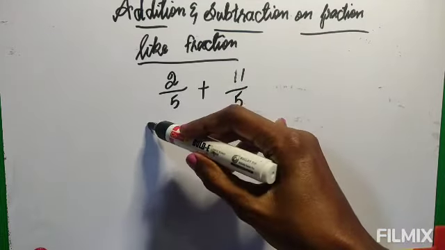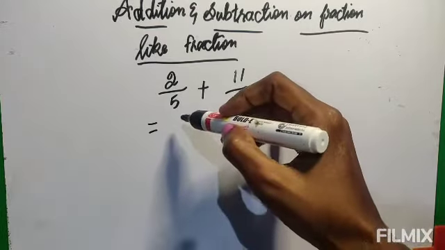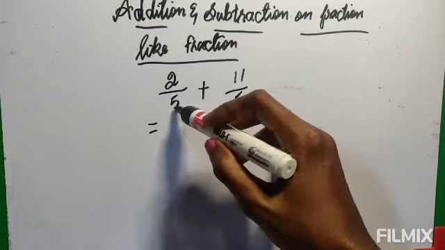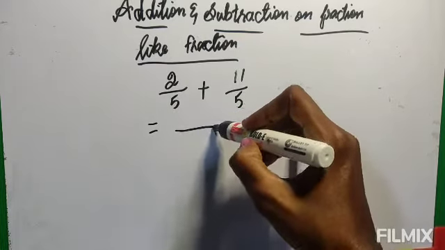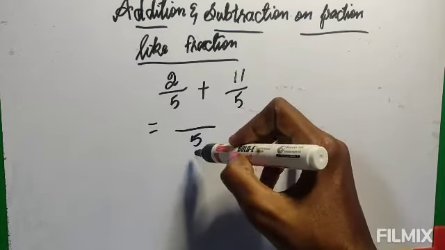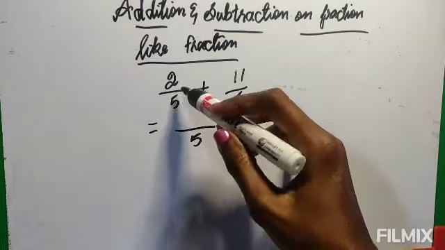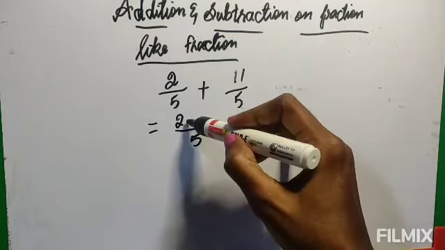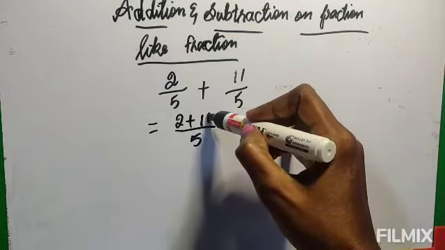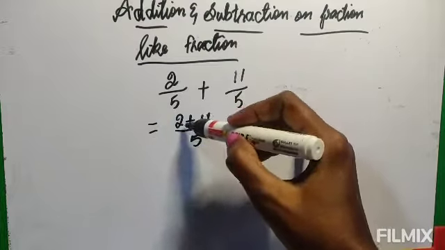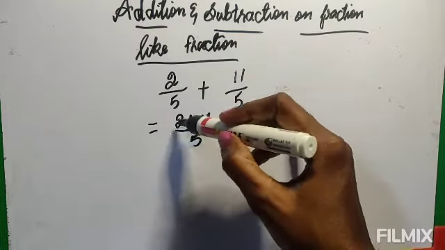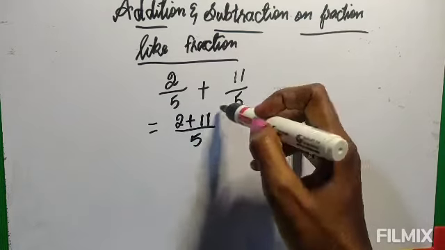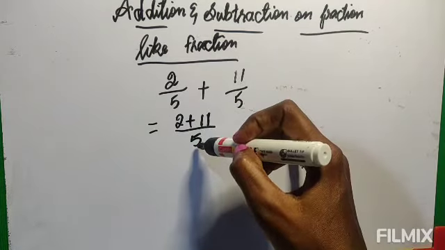So to add these, how will we do it? This denominator is the same, no? So we will take one common denominator. So 5 we will take, and we will write the numerators on the top. This is 2, and here plus 11. Both have different numerators, so we write the numerators separately, and we take one denominator as common down below.